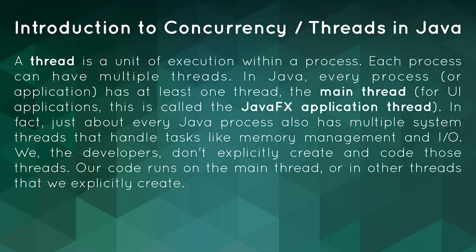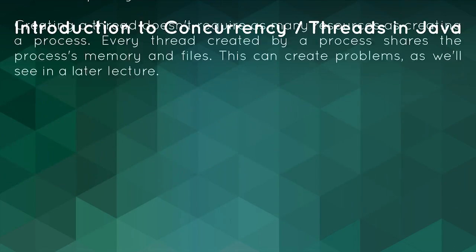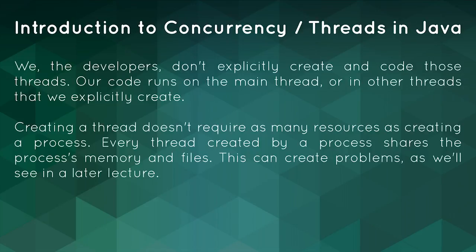Our code runs on the main thread, which is created automatically by your Java program, or in other threads that we explicitly create. And in this section of the course, you're going to be learning how to create these threads. So creating a thread doesn't require as many resources as creating a process. And the thing to remember is that every thread created by a process shares that process's memory and files. And this can cause big problems with your applications, and you'll find out about that in a later lecture.